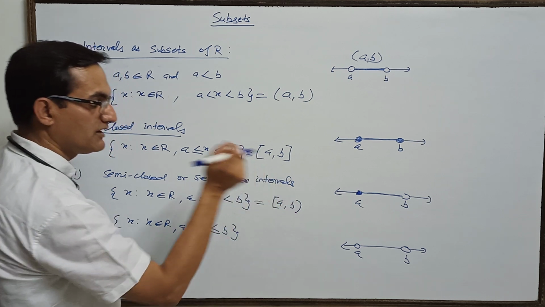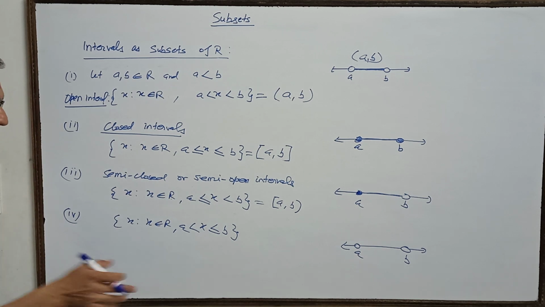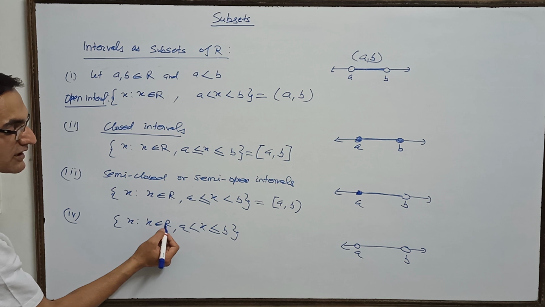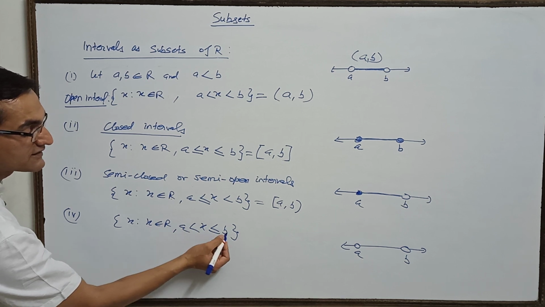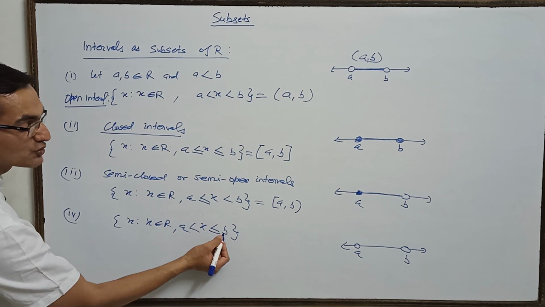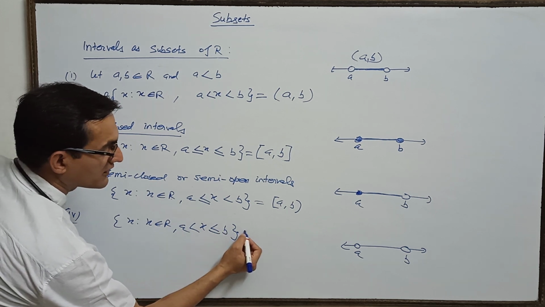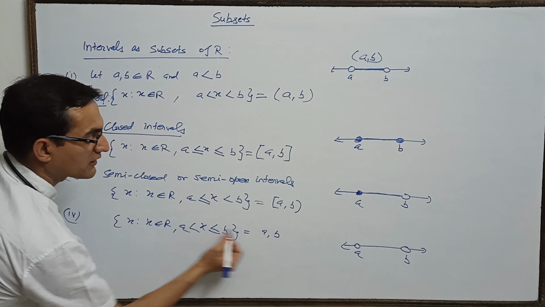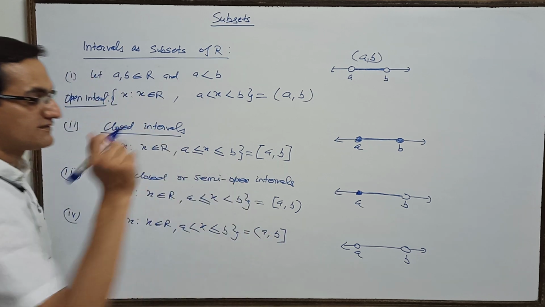A is included and B is not included, and all the in between real numbers. Next comes x such that x belongs to real numbers and x is greater than A but less than or equal to B. It means it is open towards A side and closed towards B side. A is not included and B is included. In interval form you will write (A, B]. Open from A is not included but B included, therefore you will write this symbol.